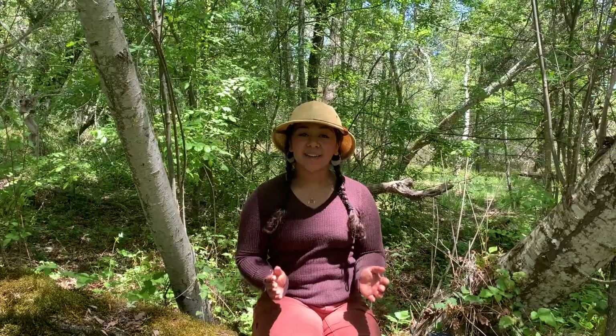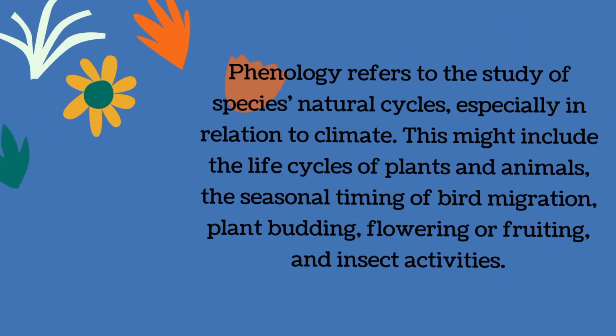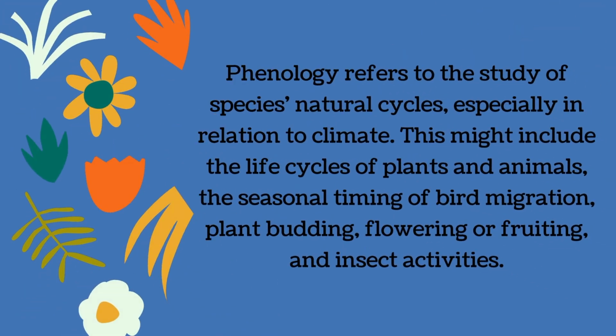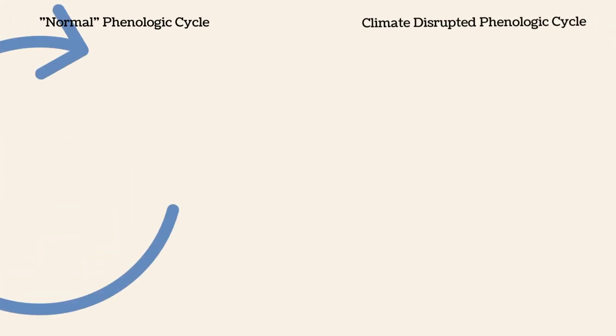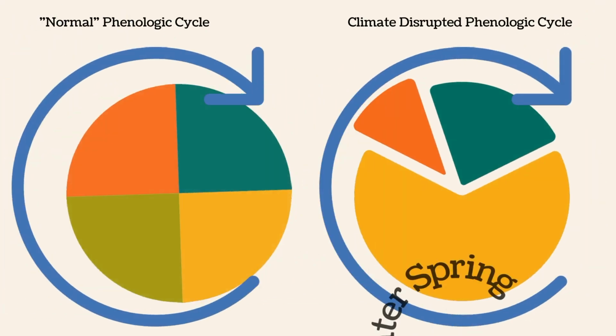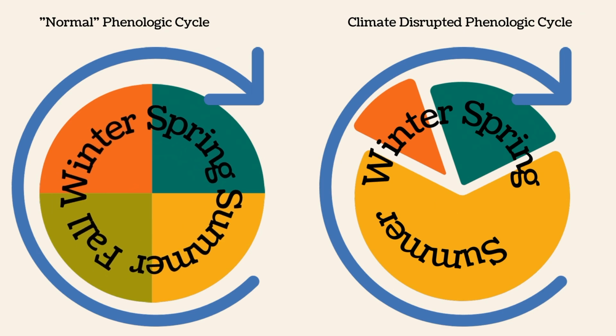Another way we can fight climate change with nature observation is by tracking changes in phenology. Phenology refers to the study of species' natural cycles, especially in relation to climate. This might include the life cycles of plants and animals, the seasonal timing of bird migration, plant budding, flowering, or fruiting, and insect activities. For example, climate change can impact our local weather, like changing the length of our seasons.